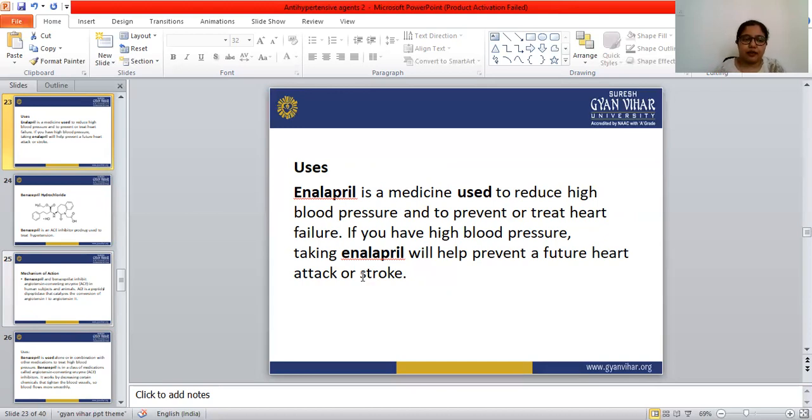This enalapril is the medicine that is used in the treatment of high blood pressure and to prevent or treat heart failure. If any patient has high blood pressure and takes enalapril, it will help to prevent a future heart attack and stroke. So this is all about enalapril.